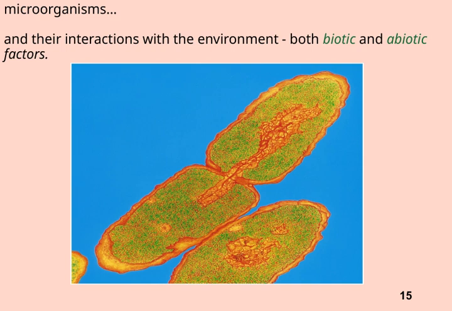For example, some microorganisms help break down organic matter, returning essential nutrients to the soil and water. Others form symbiotic relationships with plants or animals, impacting health and growth. By understanding how microorganisms interact with the environment, we can better appreciate their role in maintaining ecological balance and their potential applications in areas like agriculture, medicine, and environmental management. It's a reminder that even the tiniest organisms have a huge impact on the world around us, connecting all parts of our ecosystem in intricate and fascinating ways.